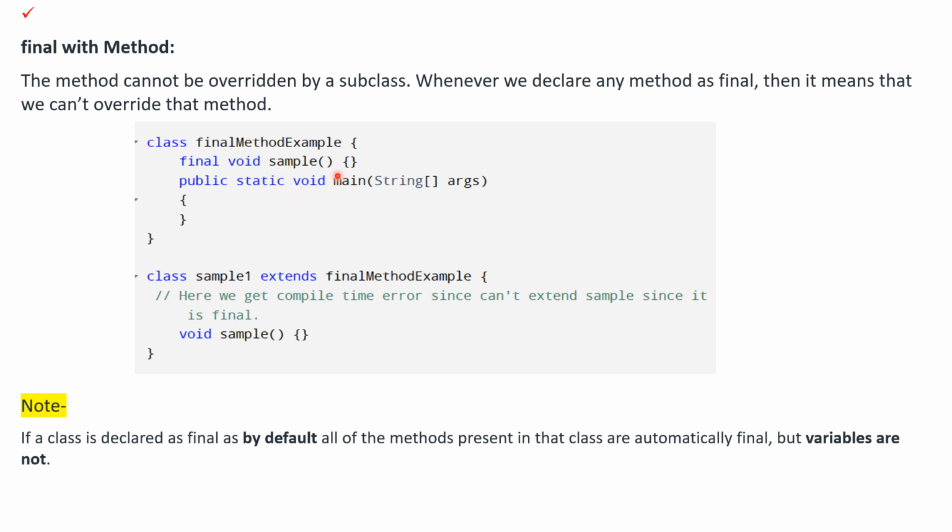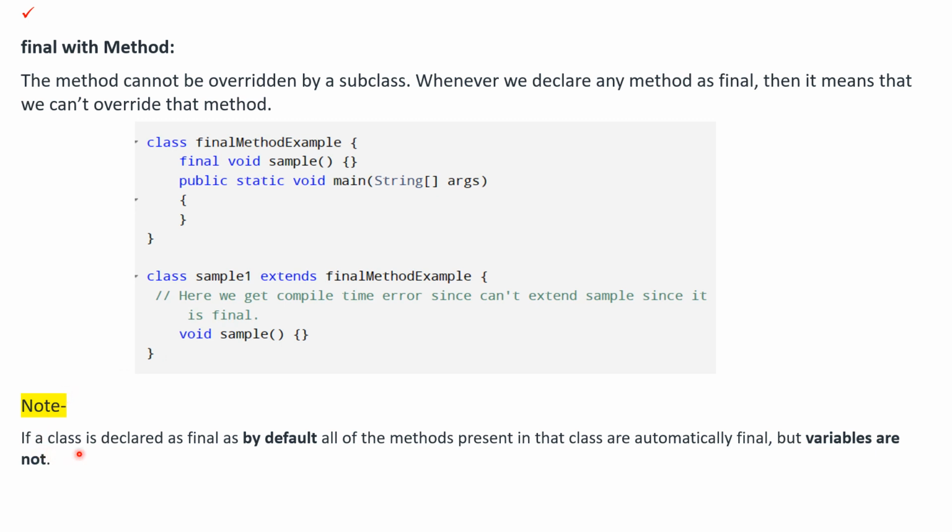And in the main method, for example, class sample one extends the final method example. If I want to extend this one, here we get the compile time error, can't extend the sample since it is final. So this method we cannot extend to another class because it is declared as final. With the method, whenever we declare any method as final, it means that we cannot override that method in the next class.